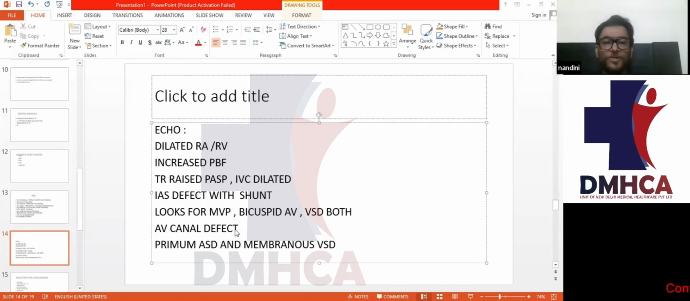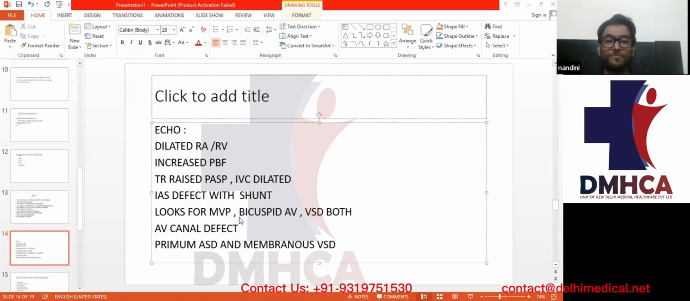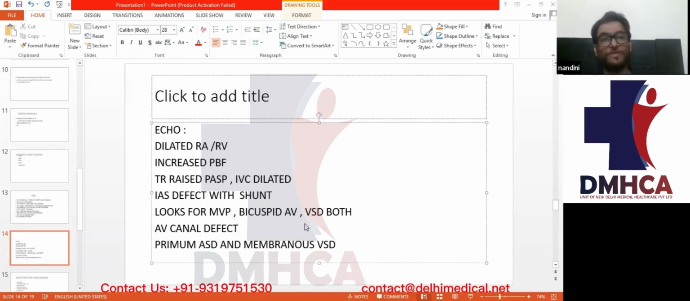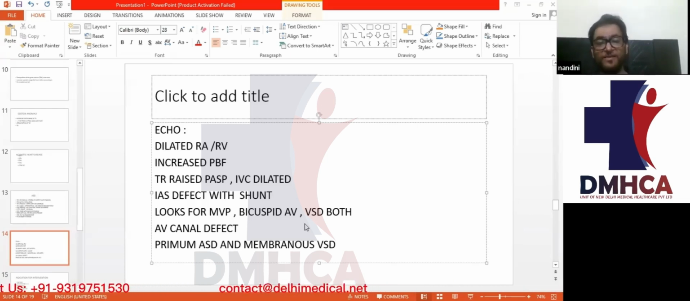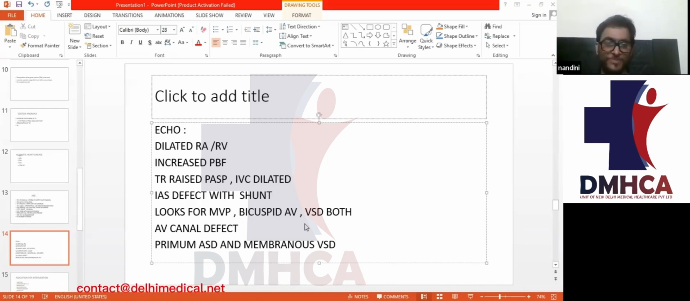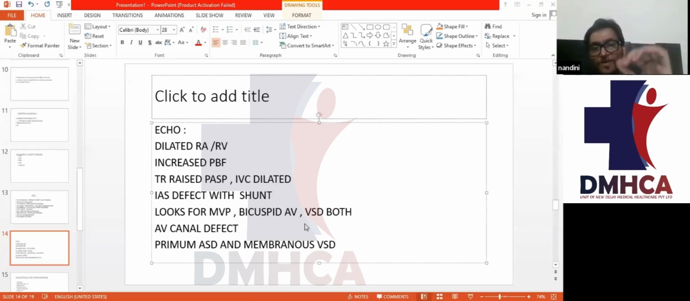There are some associated defects which are common with the ASDs: mitral valve prolapse, bicuspid aortic valve, ASD and VSD both. When they both are present together, ASD and VSD, basically there is a common defect which is called AV canal defect. AV canal is atrioventricular canal. So basically there is a defect in the interatrial septum and interventricular septum, which are close to each other.